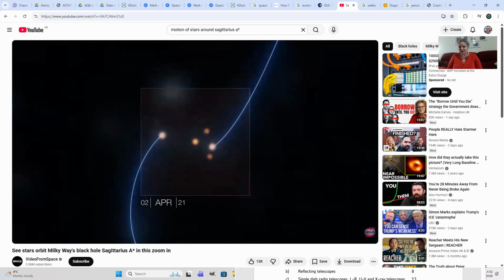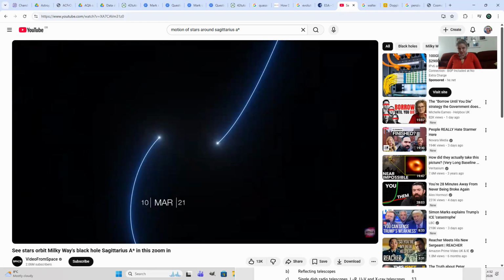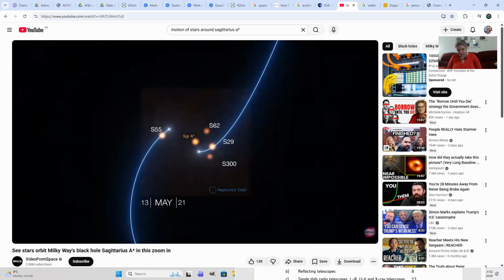Okay, so it's not great images because of all the dust and stuff that's in between us and it. But you can figure out where it must be, right? And look at the dates. This is over the course of months.